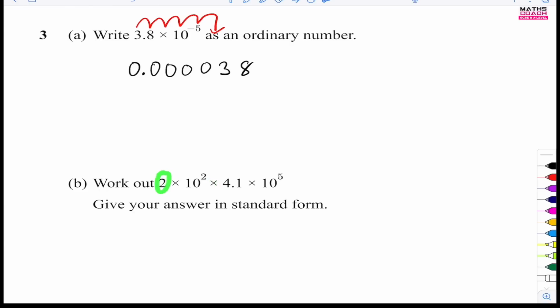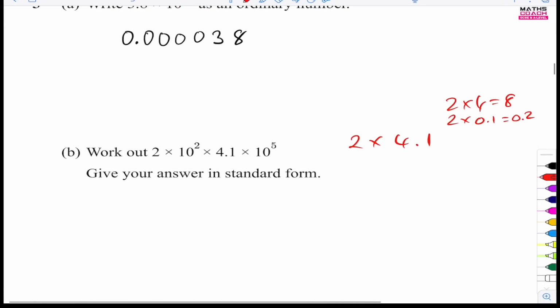So you can just do 2 times 4.1. Let's do that. We're going to do 2 times 4, which is 8, and then 2 times 0.1, which is 0.2. So the answer to that would be 8.2. Okay, we've got the 8.2. Let's write it here: 8.2 times 10 to the power of something.